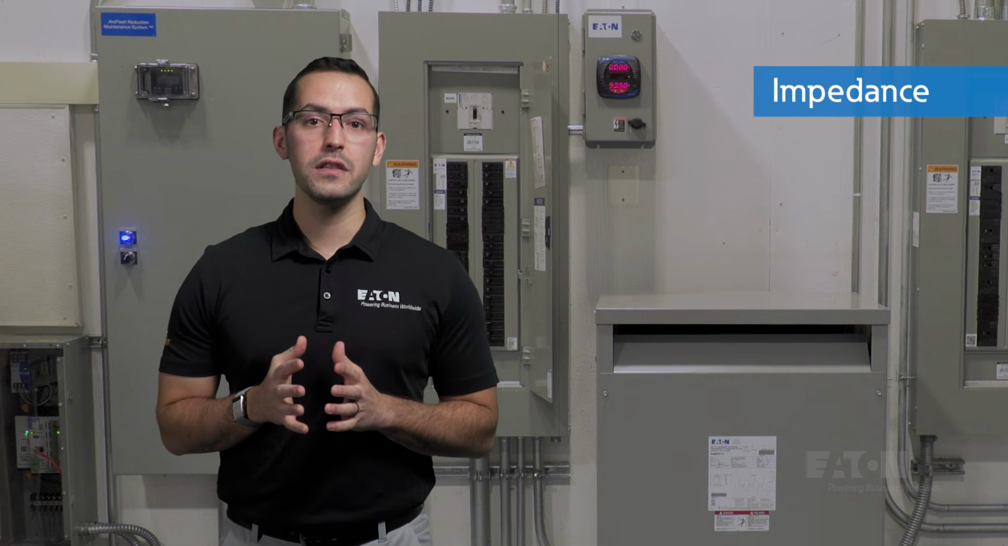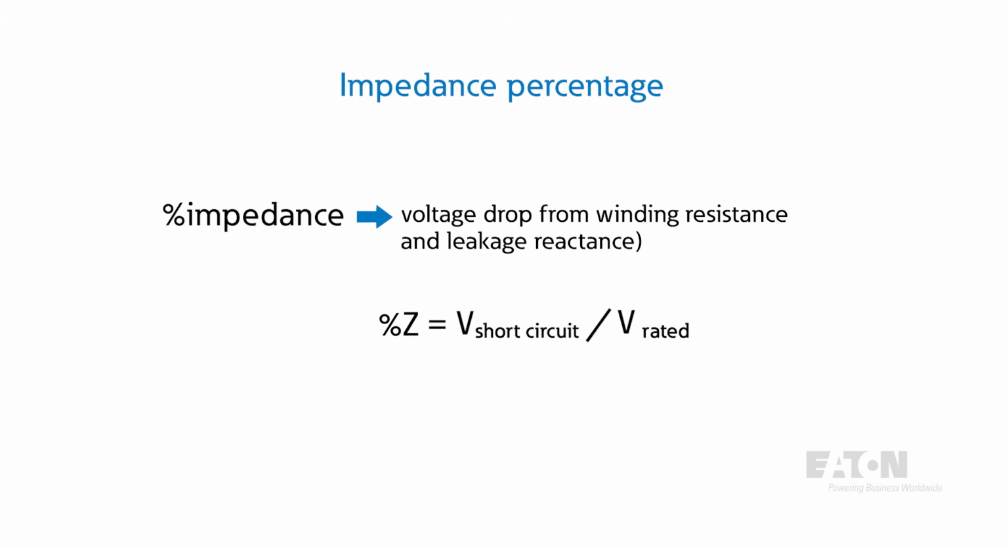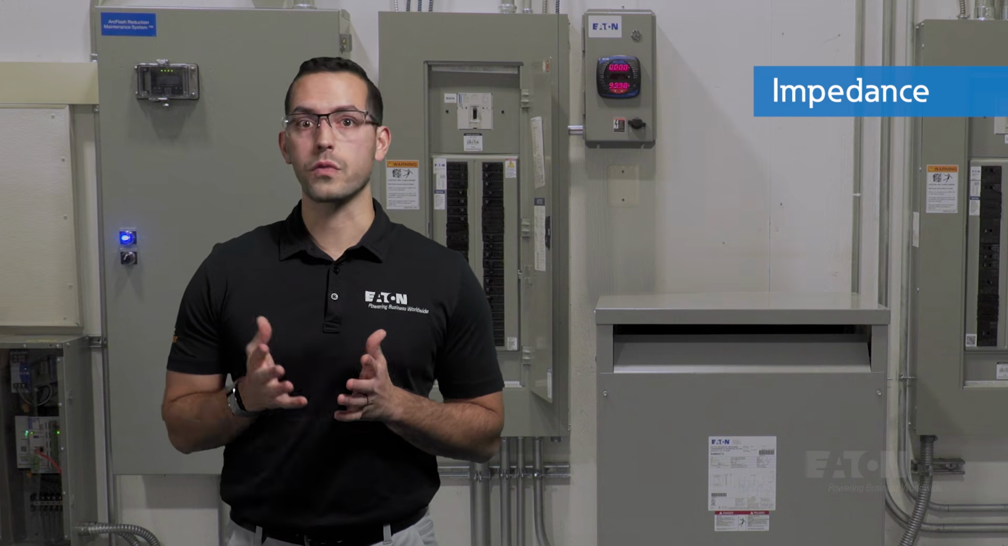Impedance. The impedance percentage is the measure of the voltage drop when the transformer is at full load due to the winding resistance and leakage reactance, expressed as a percentage of the rated voltage. Impedance is denoted as %Z or simply Z. Sometimes impedance is incorrectly confused with resistance.